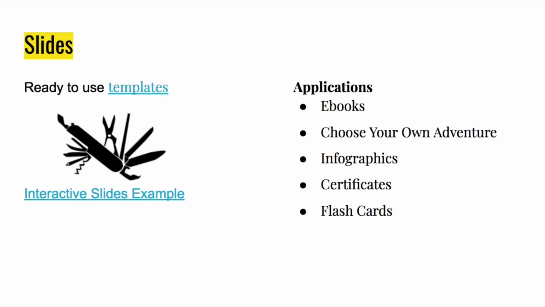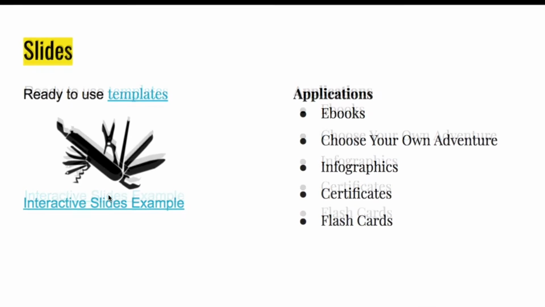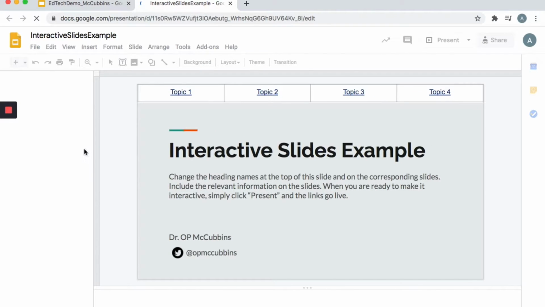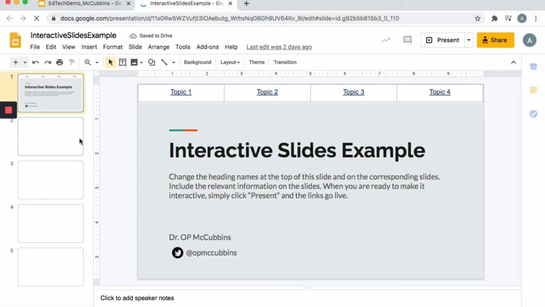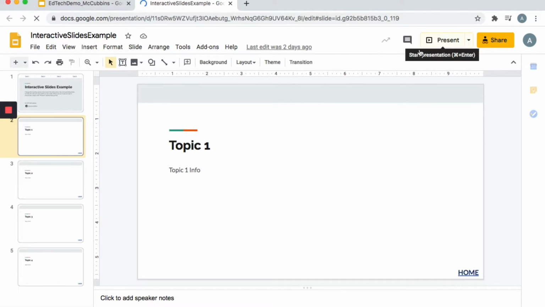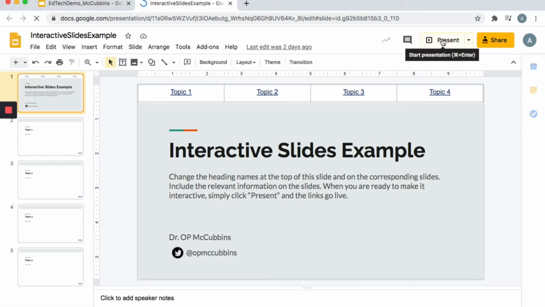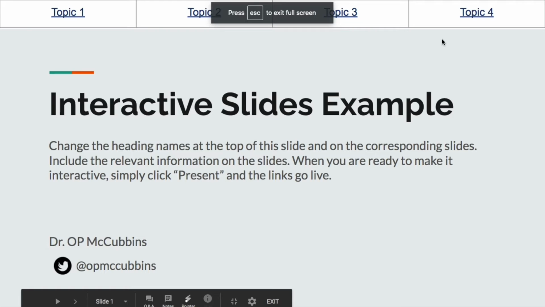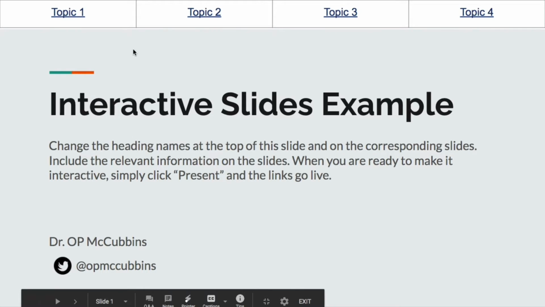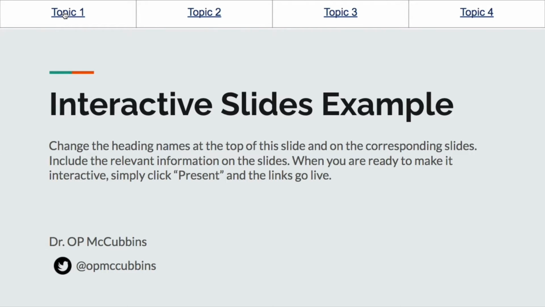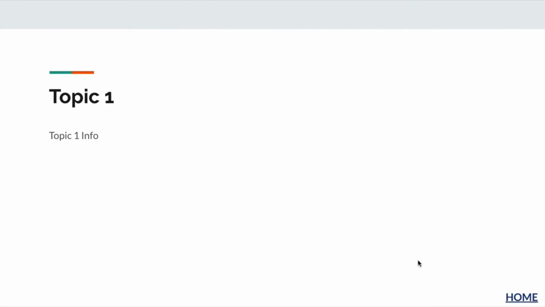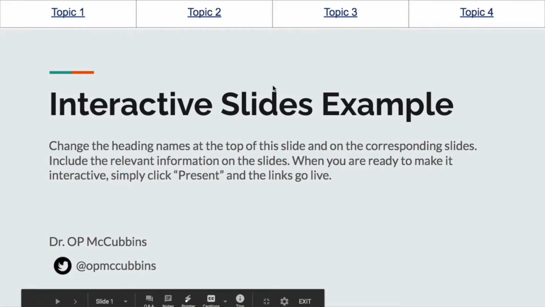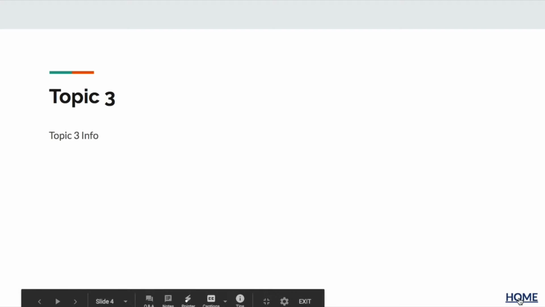But one of my favorite things that you can do with Google Slides is creating interactive slides. So I've got an example of what that looks like here I want to show you. And you can make it as involved as you want. But this is just a simple example of what an interactive slide looks like. So you could have different units of instruction, and as students click on these, it takes them to the appropriate section inside the presentation. So if I want to go to topic 3, it takes me right there, and I can go back home.